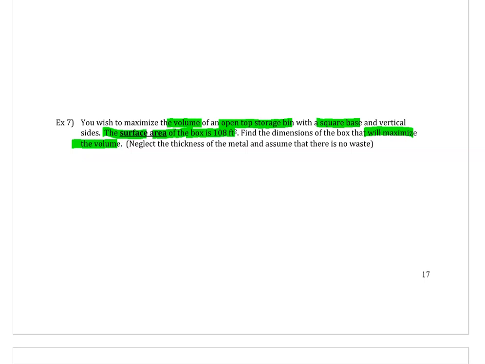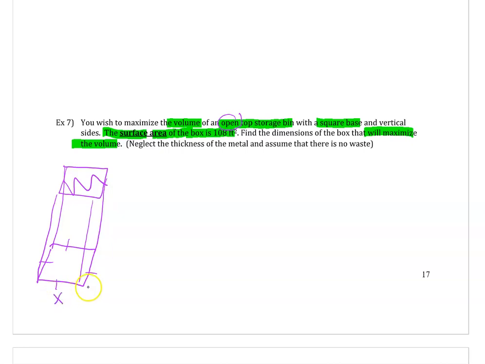Okay, so let's draw a picture of this. So I have an open top storage bin with a square base. So we'll say that's a square. That'll be the opening of it. All right, good enough. So this will be our open top prism. Okay, it's got a square base. Let's call that x by x, and we'll call the height h.